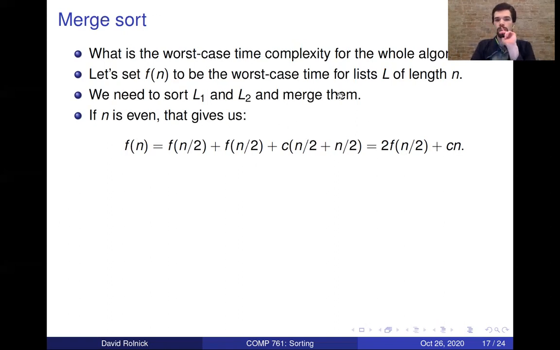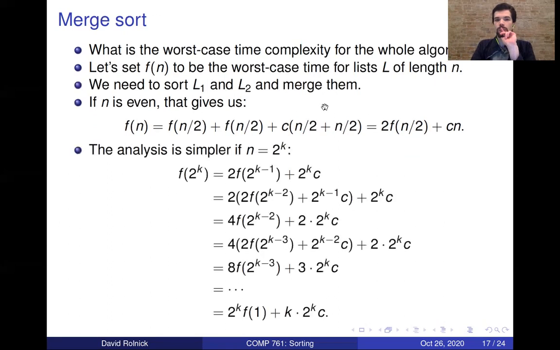This is just 2f of n over 2 plus cn. Now, let's just assume that n is equal to 2 to the k. It's going to be a bit easier to do this analysis. Let's just go through this.